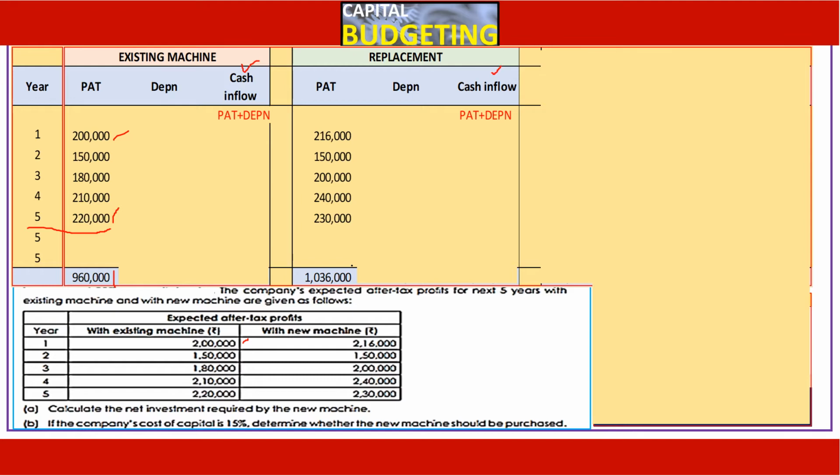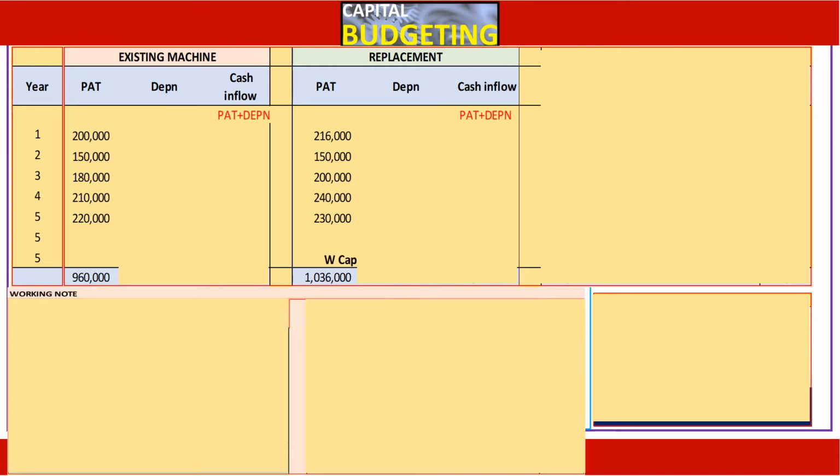Cash flow is nothing but PAT plus depreciation. Now the problem gives us the PAT, that is profit after tax. And with the new machine, it is 2,16,000, 1,50,000 up to 2,30,000 till the 5th year. 10,36,000 is what we receive. And to derive the amount of cash flow, we post the depreciation.